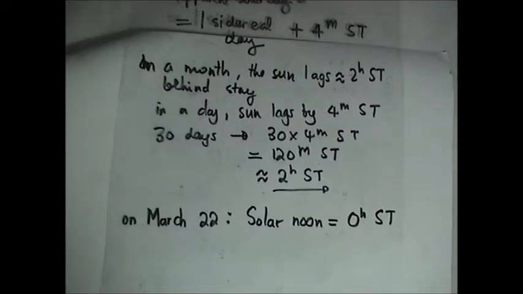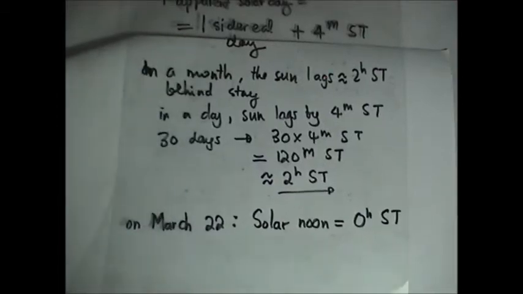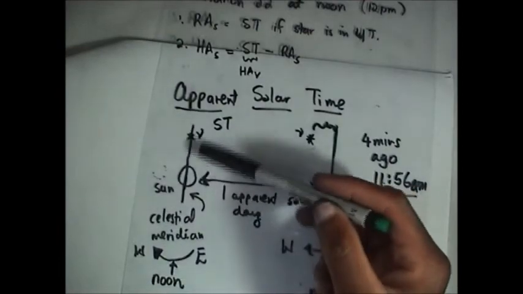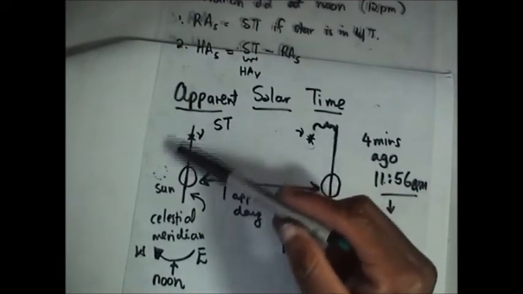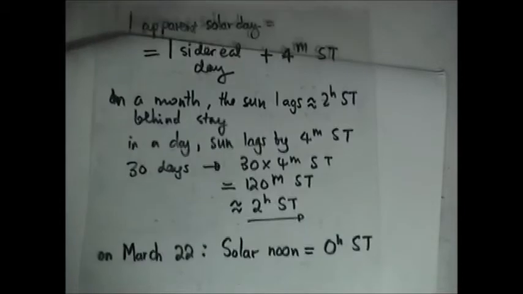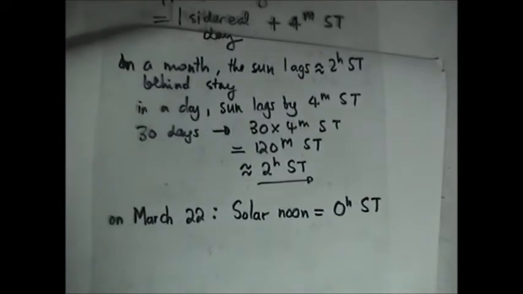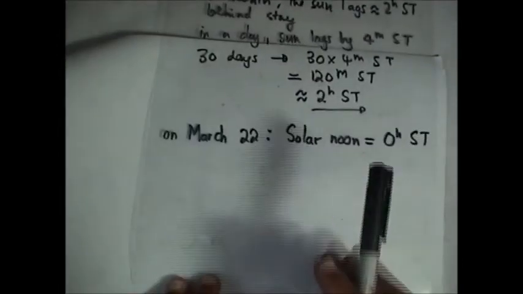Solar noon gives us 0 hours sidereal time, because we said on March 22 at noon, that's when the sidereal clock starts. So here, can you see? It will be this situation on March 22. V is in upper transit. V and A and the sun are coinciding perfectly like that. But as days go by, the sun lags. It lags by 4 minutes every day.